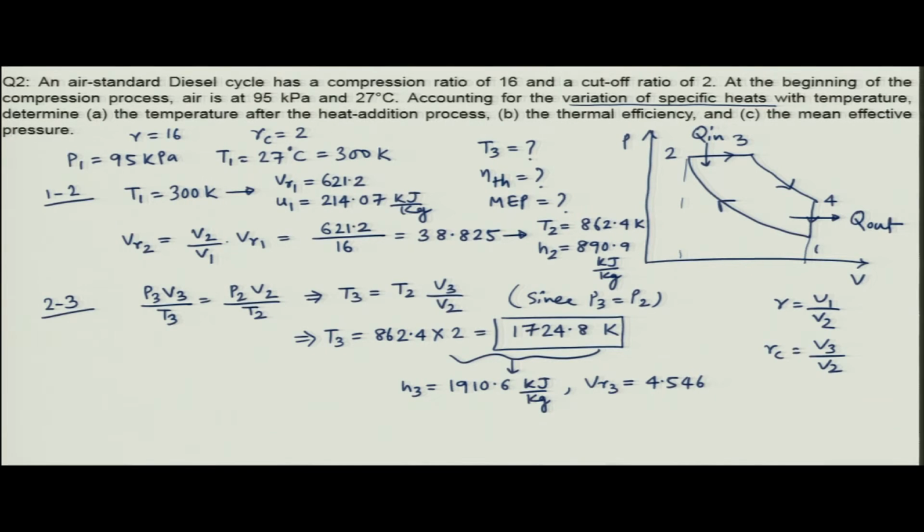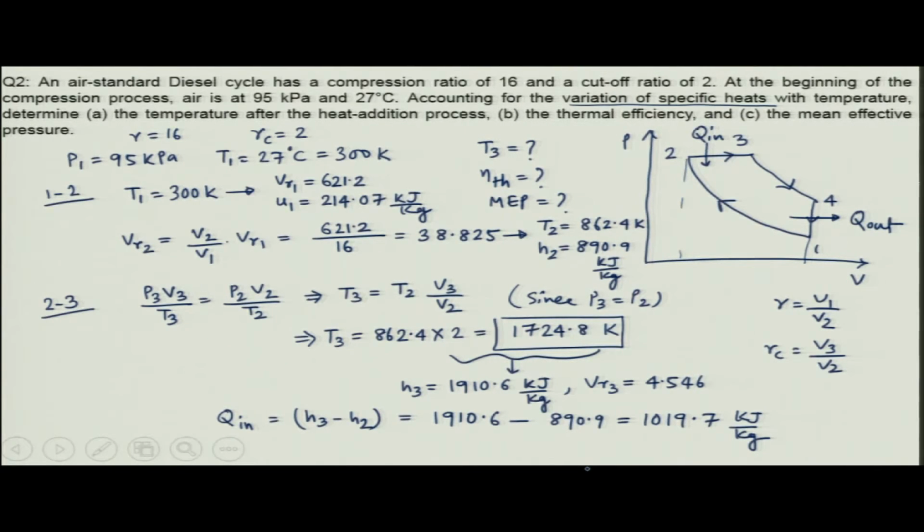Now, I can calculate the heat transfer in this process. Q in is the heat transferred, and that is nothing but H3 minus H2. So, that is the heat transferred per unit mass. So, 1910.6 minus H2, which is 890.9. So, the answer is 1019.7 kilojoule per kg.